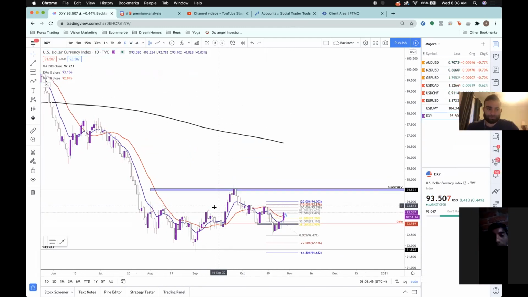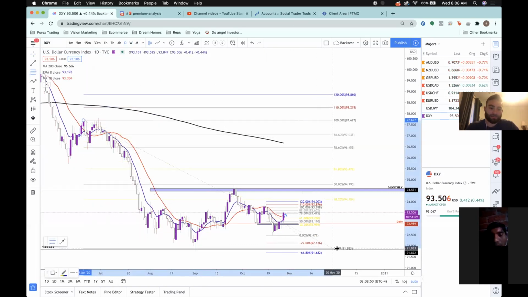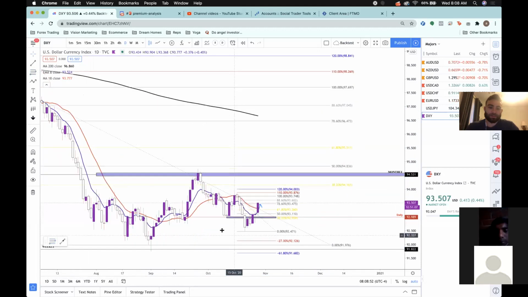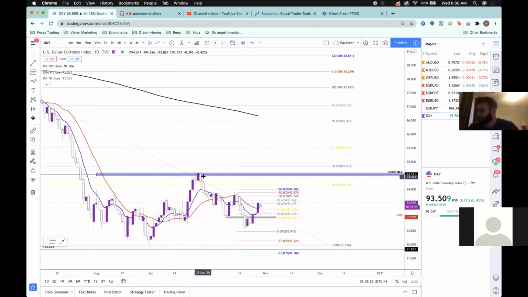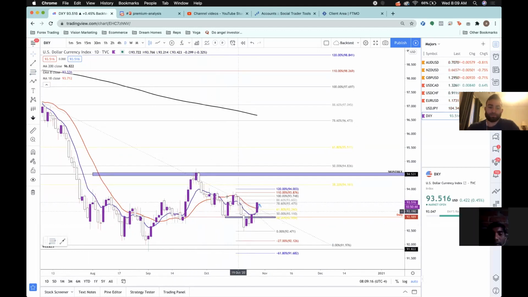So as I come down to the daily, I'm just going to fib from this previous high to this low. As we can see right here, we came all the way up to retest right around this 38.2 level. Hold on a second. We came up right around this 38.2 level and then had a lot of rejection where we pushed all the way down, and we've been in this red over blue. We've been in this bearish trend.